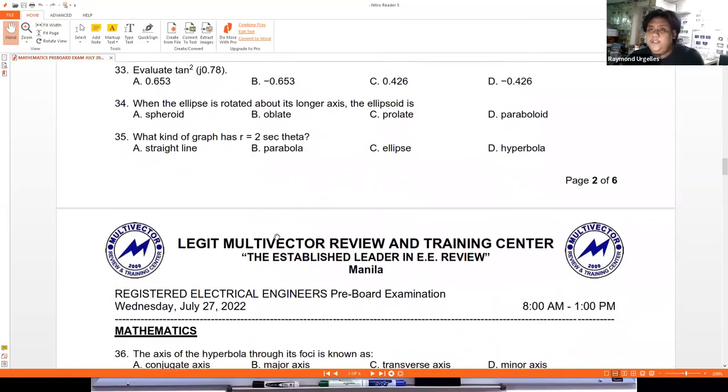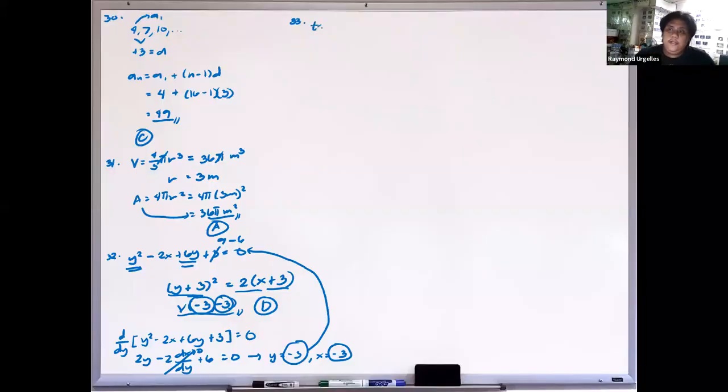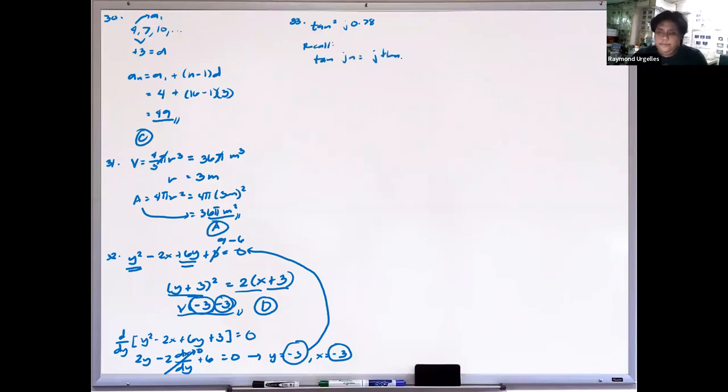Ito nasa lecture, tangent squared of J 0.78. So lecture ng advanced math. Okay, so again, remember, may nakuha tayong identity doon. So again, recall, we have tangent of JU is equal to J tang of U. So therefore, this is equal to J tang of 0.78 squared. Okay? So you will get negative 0.426. So that's letter D.